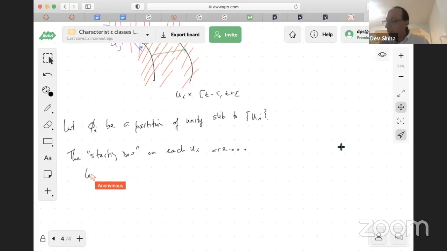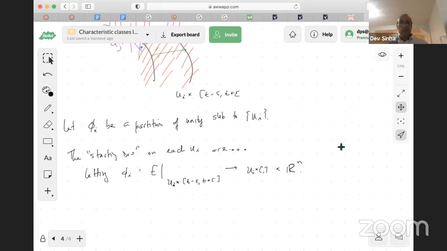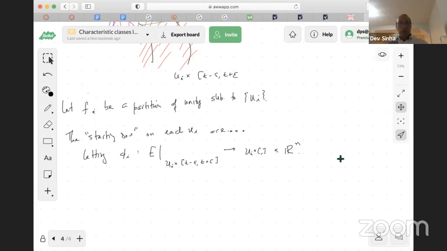So let's letting phi I be the map from E restricted to this UI cross T minus epsilon to T plus epsilon, to the same domain, UI cross the interval cross Rn. So those are our ends. Our partition of unity, I did plan for this, is going to be given by F's, not P's. Okay, so we have those trivializations. And then what will the maps on the two ends be?